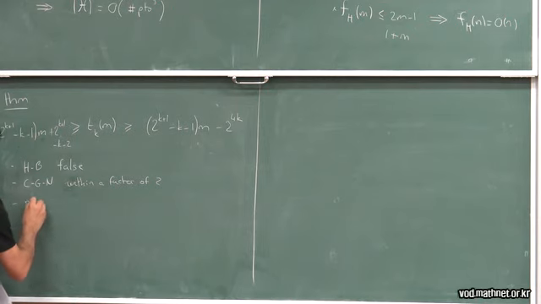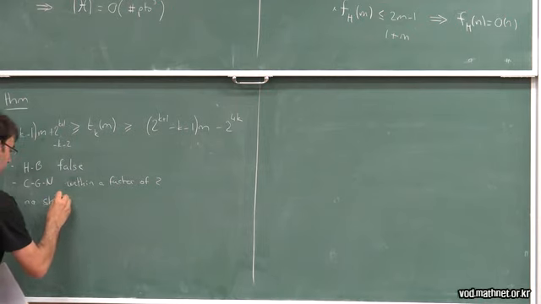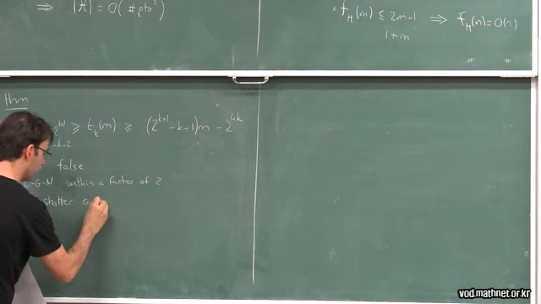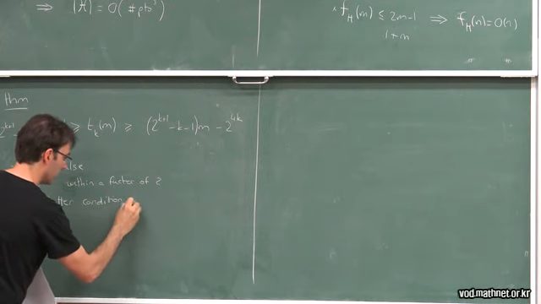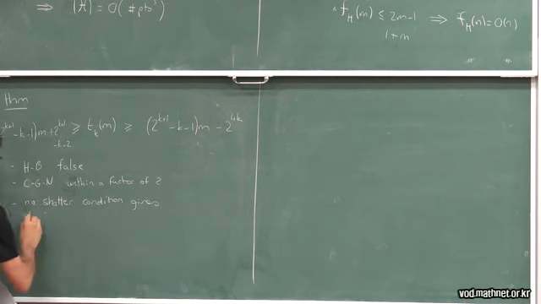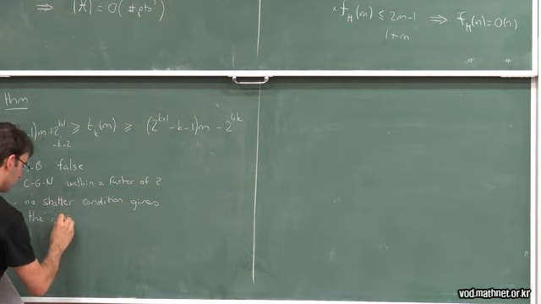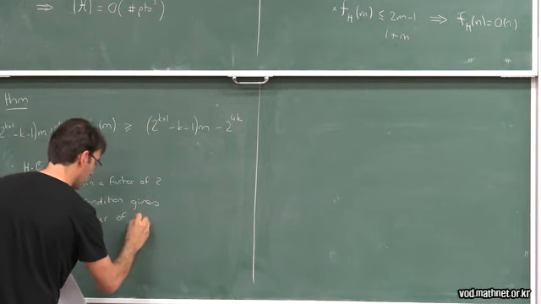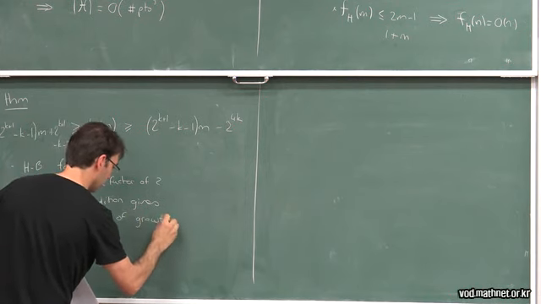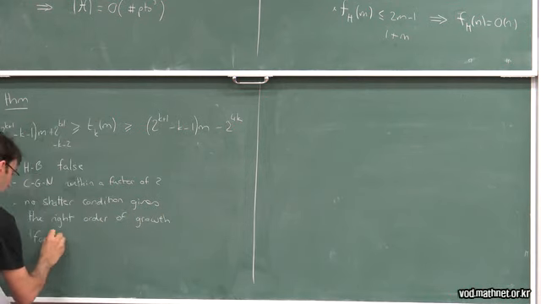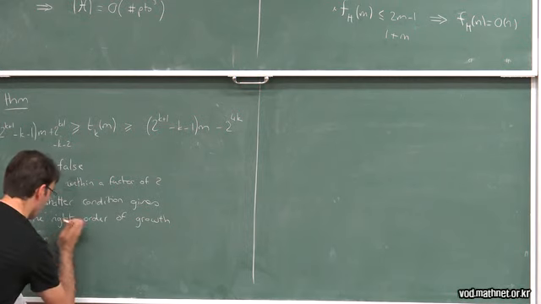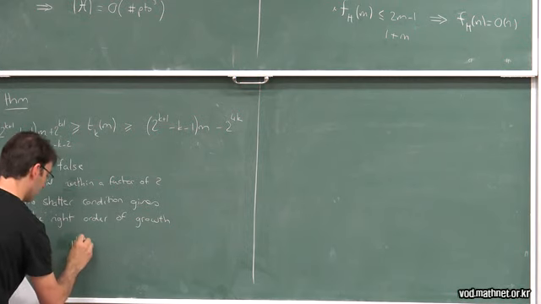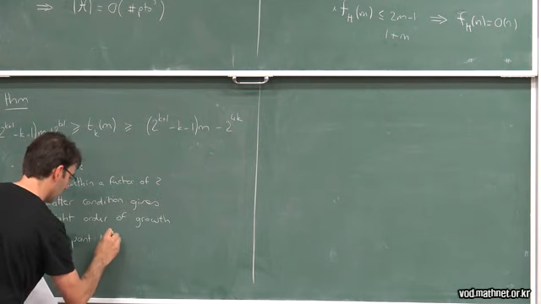So no Shatter condition gives the right order of growth for polynomial alpha.